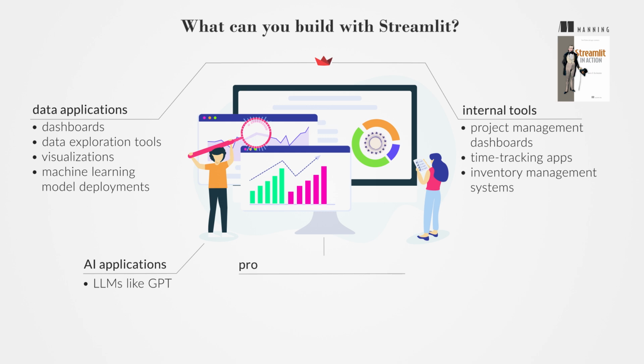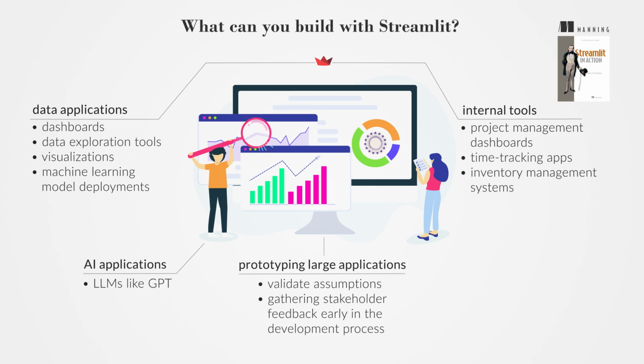Streamlit excels in creating AI applications, especially those involving large language models, LLMs, like GPT. Streamlit is useful for quickly prototyping large applications, helping validate assumptions, and gathering stakeholder feedback early in the development process. Streamlit can be used for unconventional projects, such as AI interviewing tools, maze generators, and more.